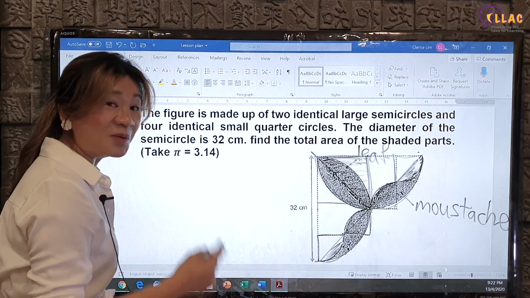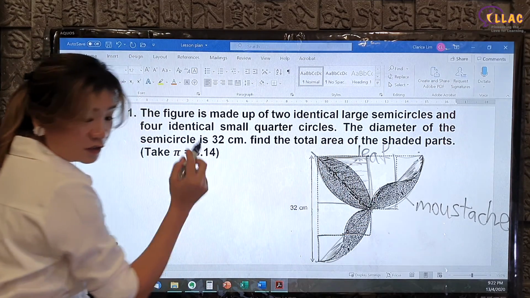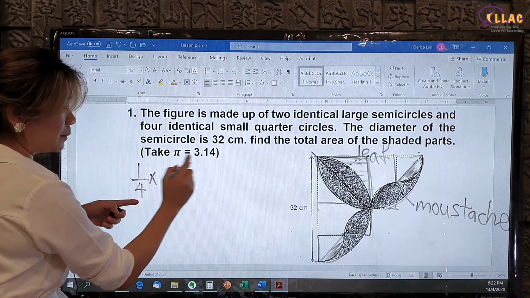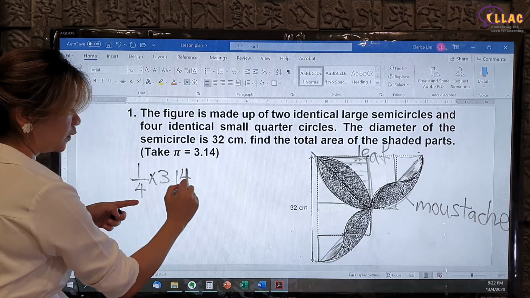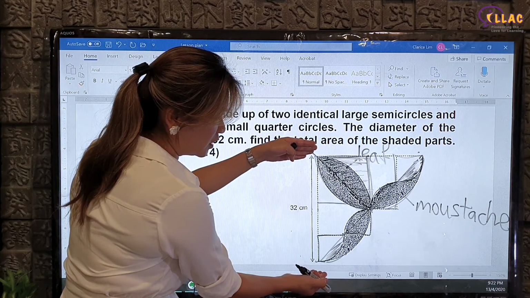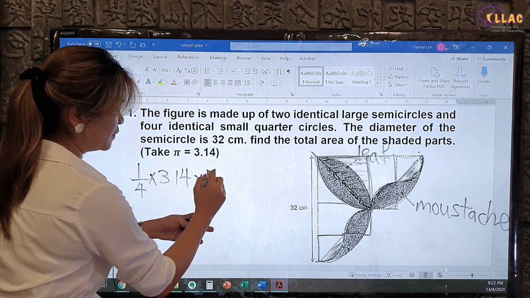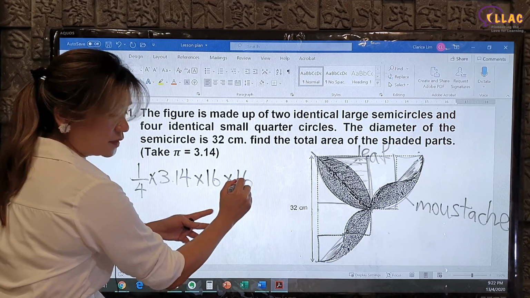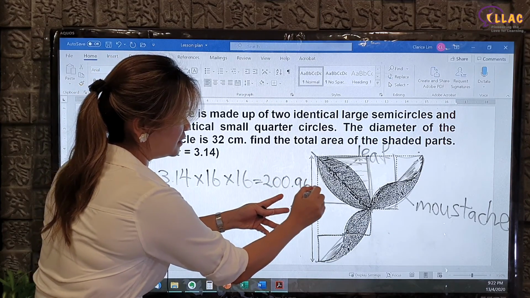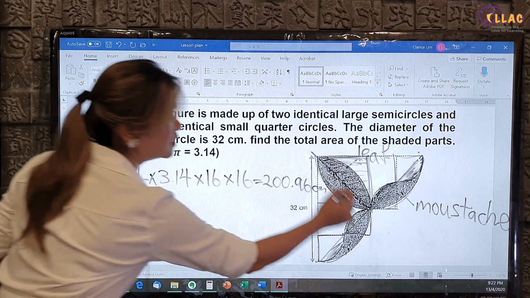So there are actually very few steps involved in this. What you need to do is find the quadrant in the square first. Because it's 1/4, we take pi as 3.14. Pi r square. What is the r in this case? Because the whole thing is 32, the radius will only be 16. So you times 16 times 16, and 1/4 of that, and you get the answer 200.96 cm square.